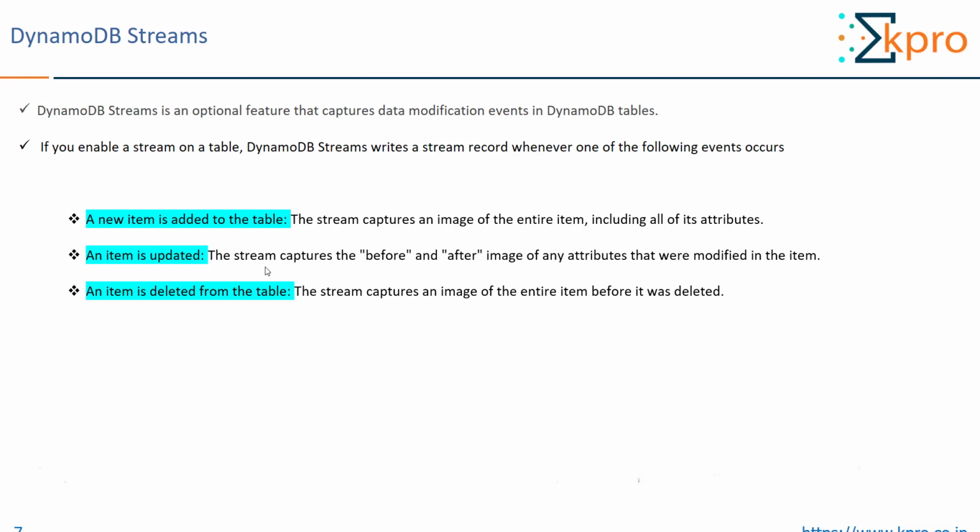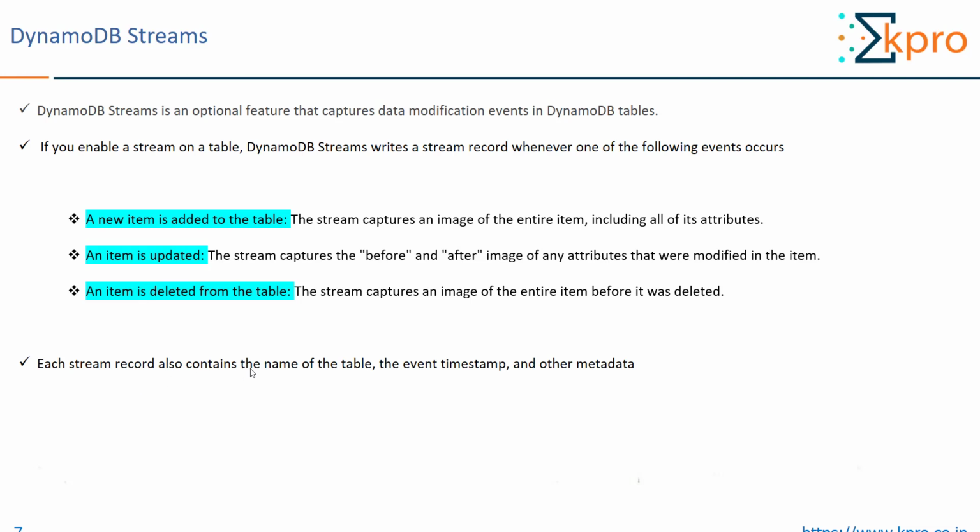I'm just shortening it; I've written the whole statement. When an item is deleted from the table, the before image will be captured. Obviously, when an item is deleted, it is a before image. If the item is updated, before and after image, and if the item is added, only the after image will be captured, including all the attributes. So these are the events for which a stream can be enabled on the table.